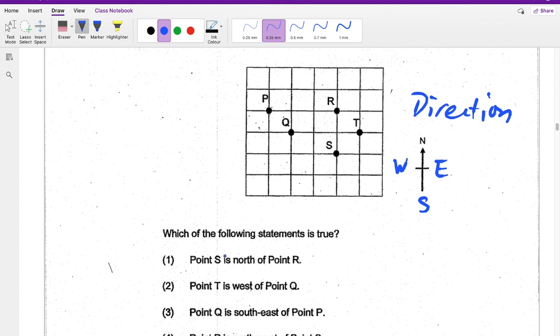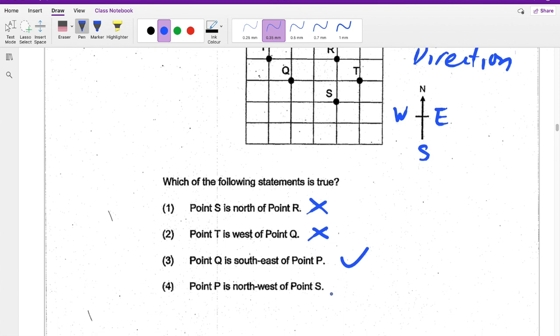Now here, point S is south of R. Point T compared to Q is east of Q. Then point Q, compared to P, is east and south. Southeast is correct. Point P is north and west of point S. This one is roughly correct, but this other one is more accurate, so we take this one.